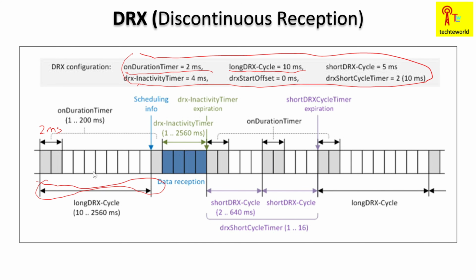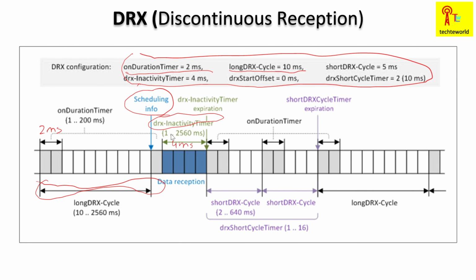Okay, so let's say UE didn't receive anything in this particular long DRX cycle. So after 10 millisecond it will stop. Once it stops, let's say here UE received one scheduling information. Once it has received this scheduling information, in the next instant the DRX inactivity timer will start. You can see the DRX inactivity timer is of value 4 millisecond, so it will continue till 4 millisecond.